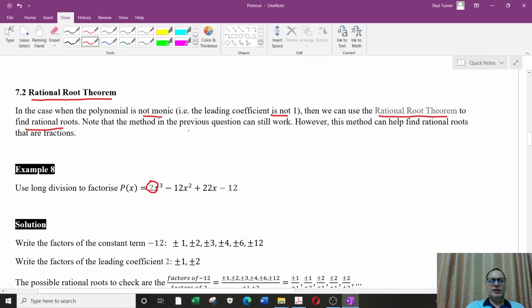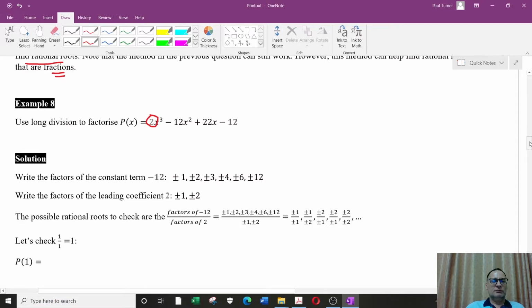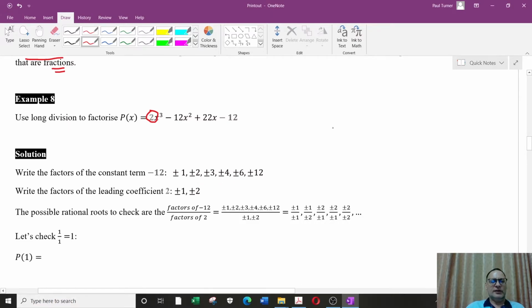Note that the method in the previous section can still work. However, this method can help you find rational roots that are fractions. Some rational roots will be fractions, and you can't easily guess those. So how does this theorem work?